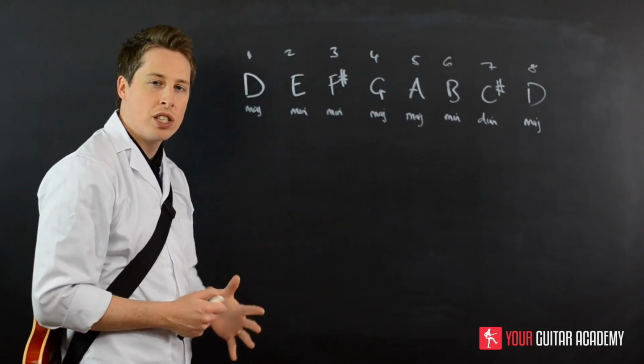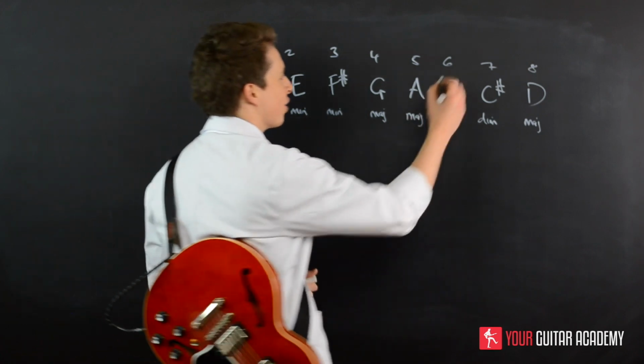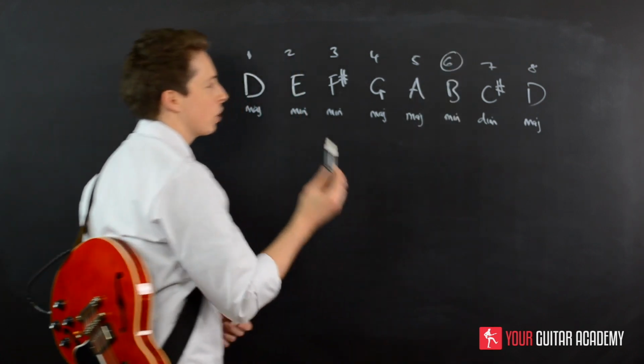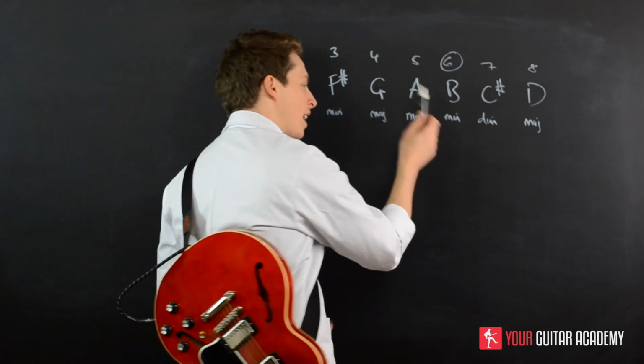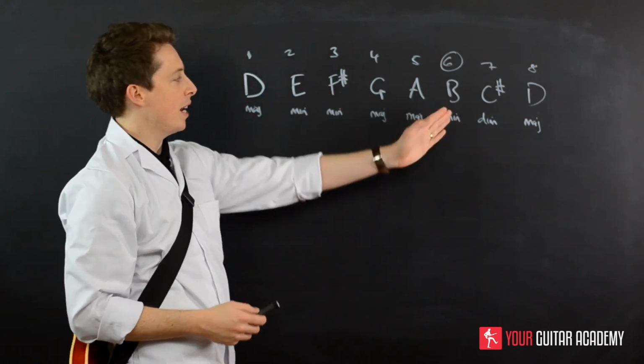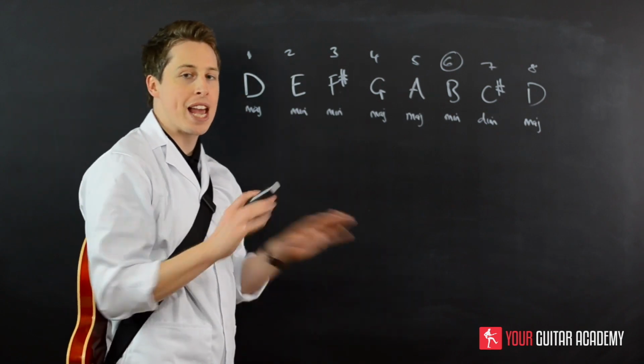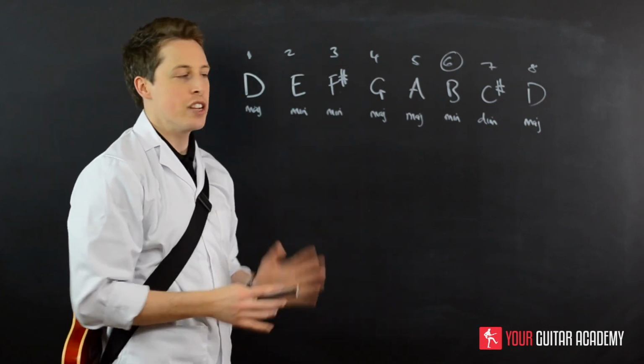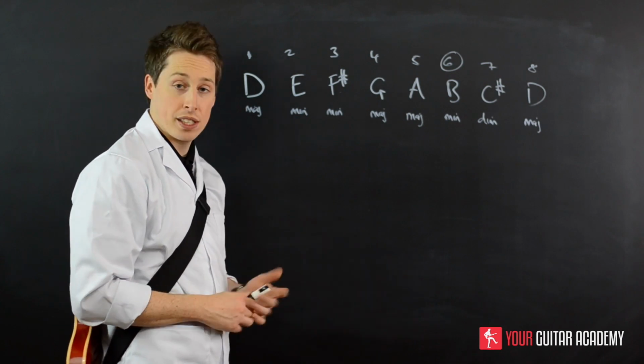Okay, so let's now have a think. Which one is the relative minor? Well, of course, it's the 6, isn't it? We worked this out. So the B minor is the relative minor of D. So that means that B minor and D major are the same. They are the same key. You just start from each place, okay?